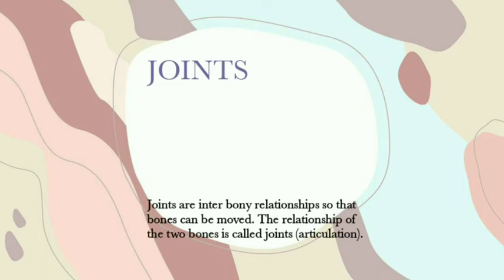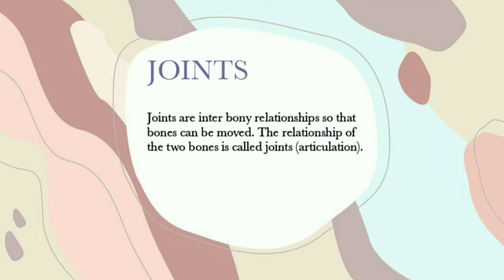Joints. Joints are interbone relationships so that bones can be moved. The relationship of the two bones is called joint articulation.